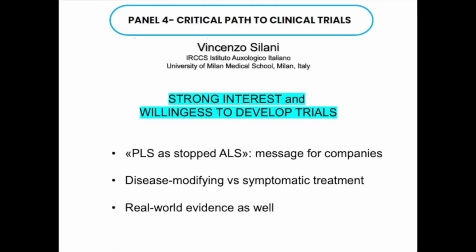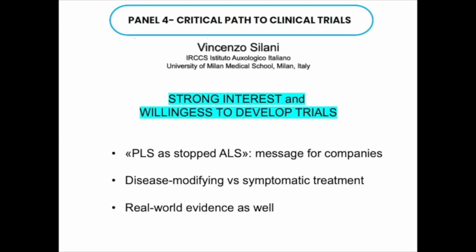What about attracting companies? I don't want to use a bad word, but I think PLS is an aborted ALS. This is very intriguing in terms of biology. And I remember Heiko Braak tried to dissect why the lower motor neurons are surviving when upper motor neurons are not. But companies can be attracted by this message.